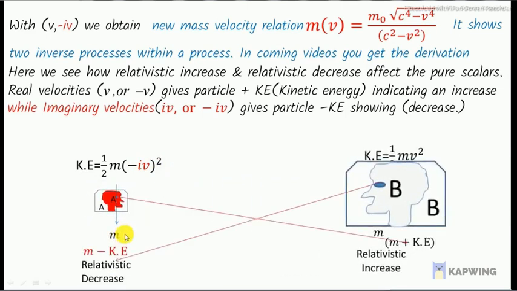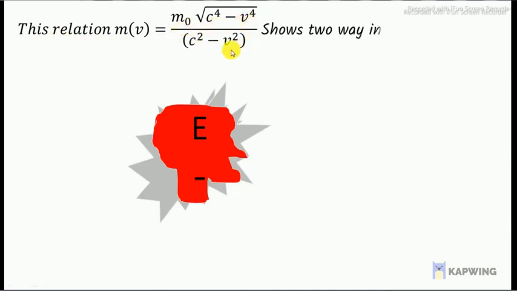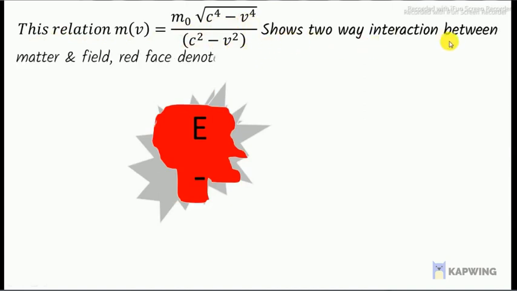So these observations are unlike; we call them inverse variation. Thus pure scalars show inverse variation but not reciprocity. In special relativity, we see that even the scalars show reciprocity. This new mass-velocity relation, m of v equals m0 under root c to the power 4 minus v to the power 4 upon c square minus v square, shows two-way interaction between matter and the field.